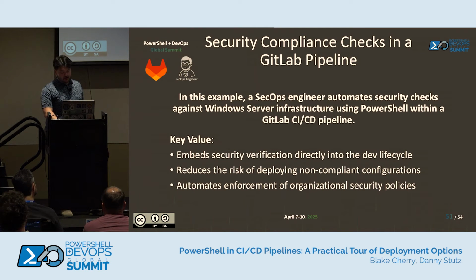And then lastly here is security compliance checks in a pipeline. You can have automatic security checks against maybe a Windows server or even code. I've seen that a lot with Python code and C# code, having vulnerability scans at the tail end of a build phase. That can help a security ops engineer understand what vulnerabilities are out there. Is this okay to move to production?